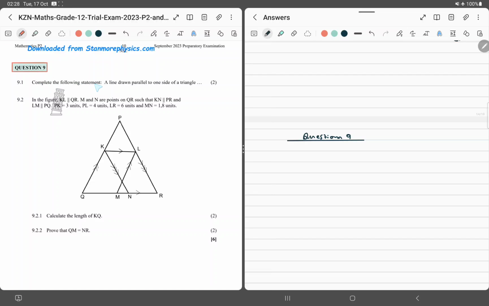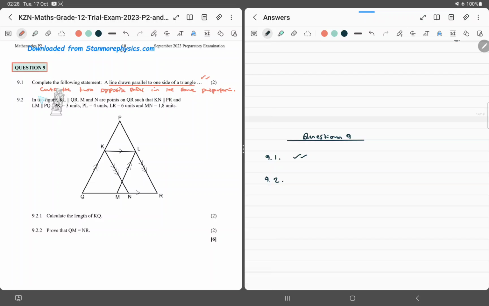It says now complete the following statement. A line drawn parallel to one side of a triangle. So this is the theorem of proportionality. So a line drawn parallel to one side of a triangle cuts the other two sides in the same proportion. Now that is this completed. It cuts the two opposite sides in the same proportion. So that is the proportionality theorem. 2 marks. Nice and easy for it. So 9.1 is done.